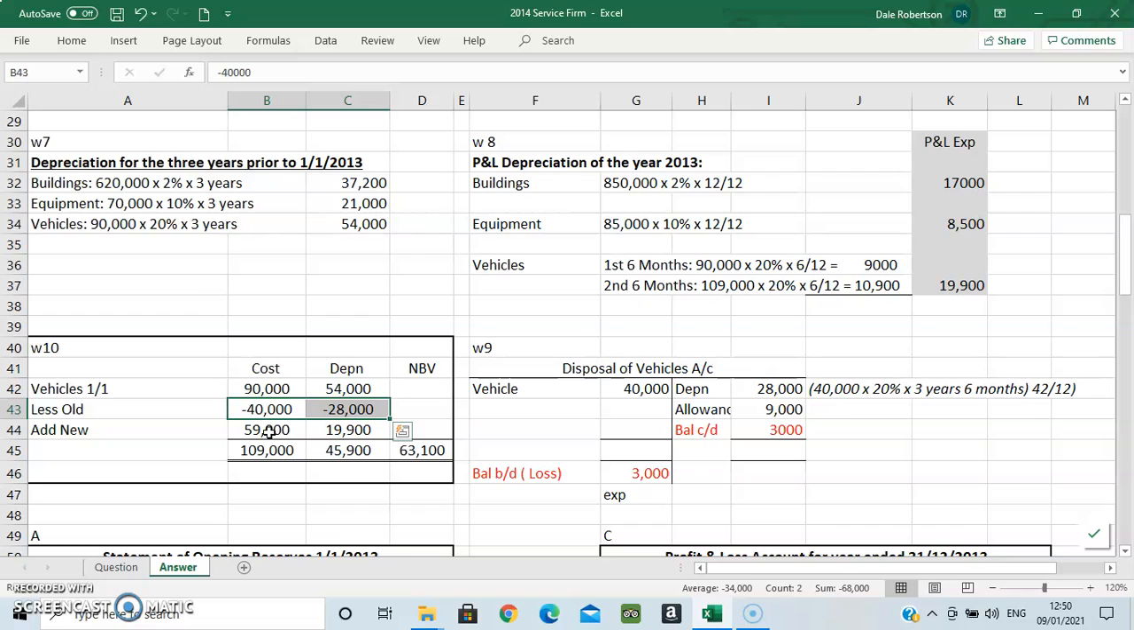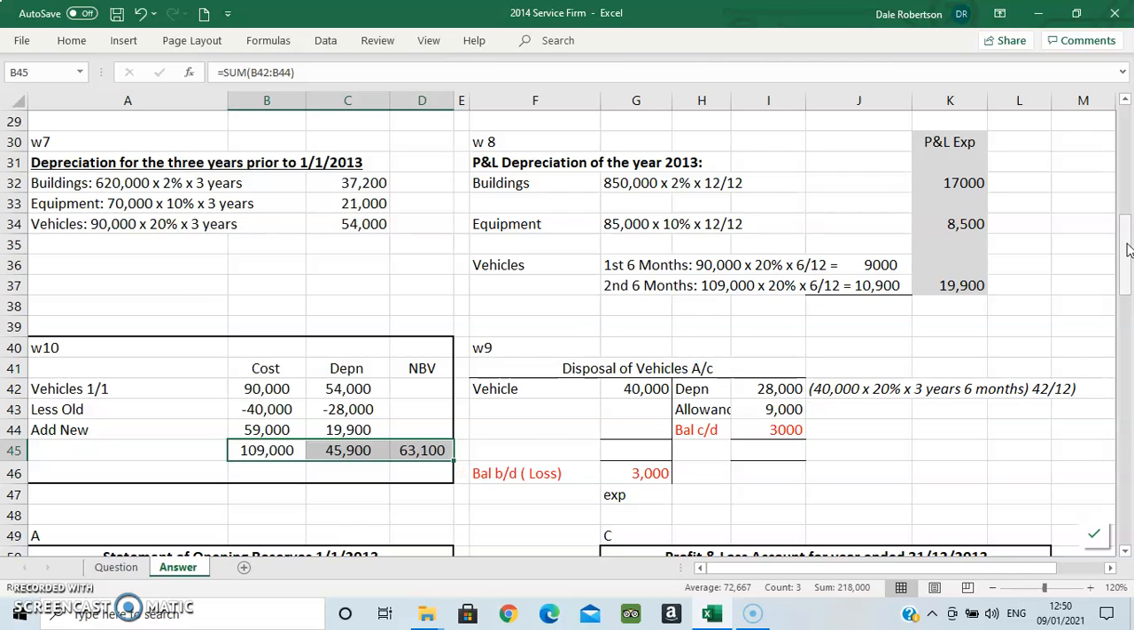And you add in the new vehicle, which is 59,000, that's the new one you bought, and you add in the new depreciation on all vehicles for the year 2013, which is that 19,900. And then when you total that, there is your balance sheet entry for the vehicle's fixed asset. And you just lift those numbers and you put them in as your fixed asset.